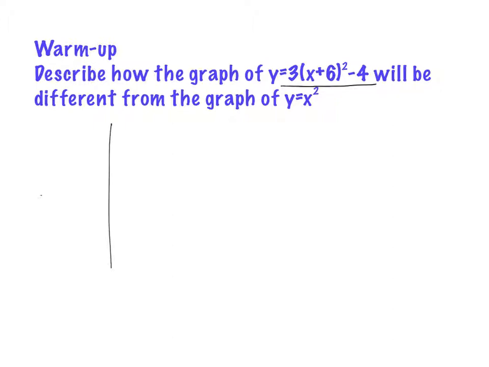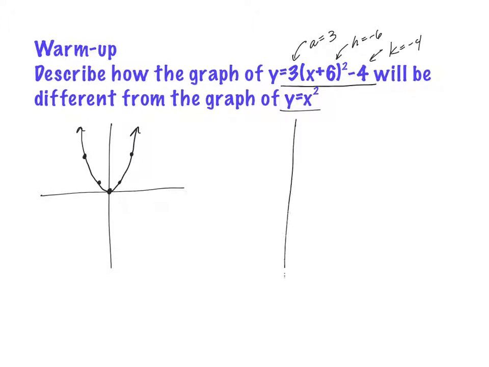So in our parent graph, which is y equals x squared, we have a vertex at 0, 0. We go out 1 and up 1 in both directions, out 1 and up 3. Any parabola with an a of 1 will have that pattern. So we have a change in a, so a equals 3. Change in h is negative 6. Remember, h is always the opposite of what you think it's going to be, and k is equal to negative 4. So our new parabola is now going to have a vertex at the point negative 6, negative 4.